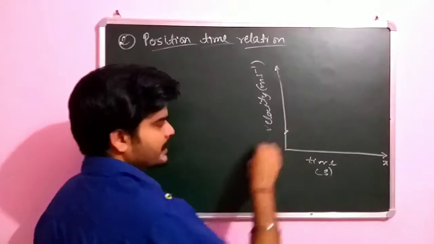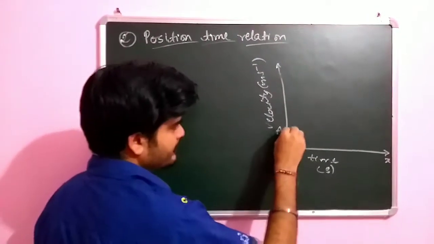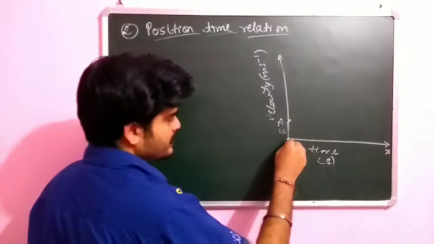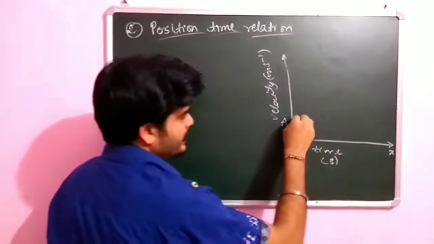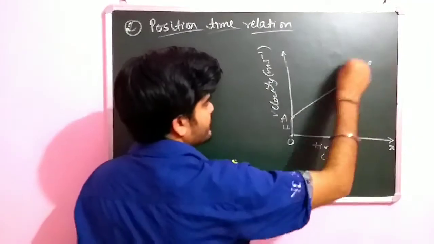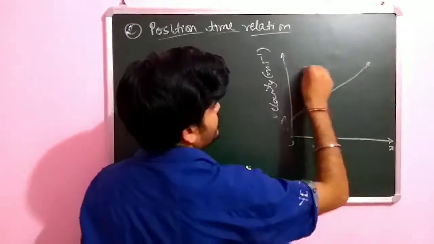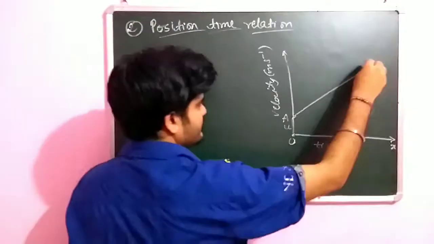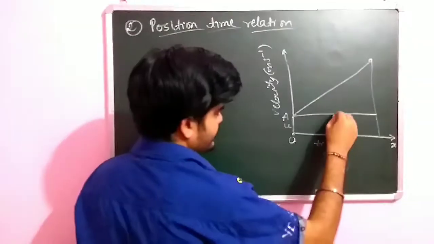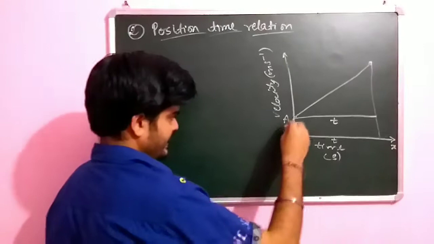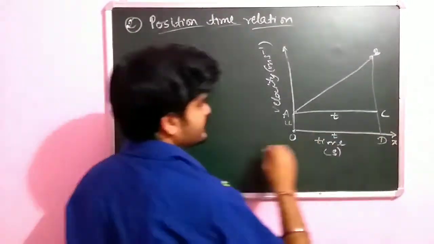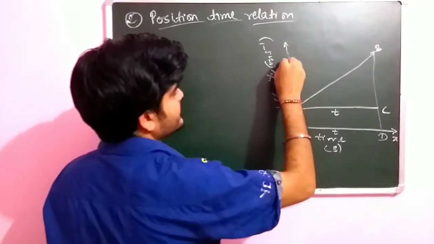This was our initial velocity, at point A. This was our initial velocity, U. This is our origin, and A to B is uniformly accelerated motion. At point B, the velocity became V. It reaches here in time t. This is also representing time t. This was point B, C. This was D, and this was point E.